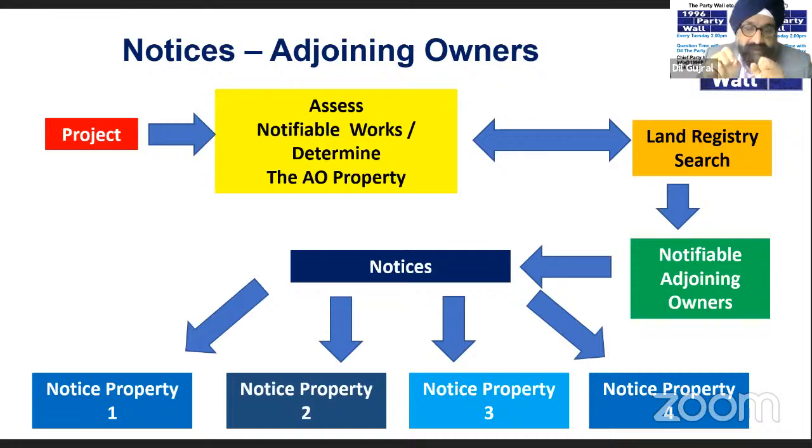Yeah. Now, here we've got a project where normally people go, I'm going to have the loft done and I'm going to have a rear extension. I'm going to do the chimney. So boom, boom, boom, 3 types of works. So I've just illustrated this with 4 different types of notice for properties. So it could be more, it could be less. It all depends on the situation. So that's a rough outline of how the process works.